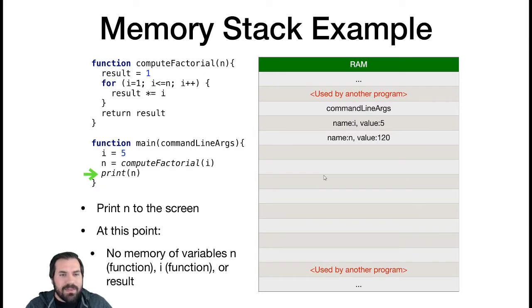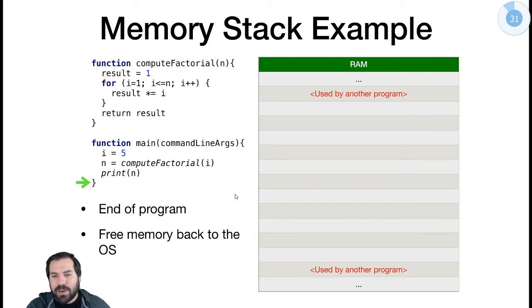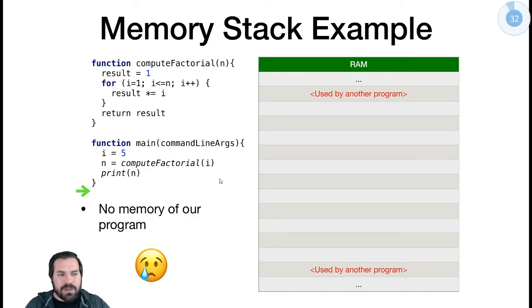So we print n, prints 120. We look for n, 120. Done. Once we hit the end of our main method block, all of the memory is freed up. We go back to the OS and say, hey, we're done with that chunk of that RAM stick. You can have it back. You can give it to the next program, the next process that's going to ask for memory. But we're done with it. And there's no memory at all. Our program's gone. No memory of it exists.